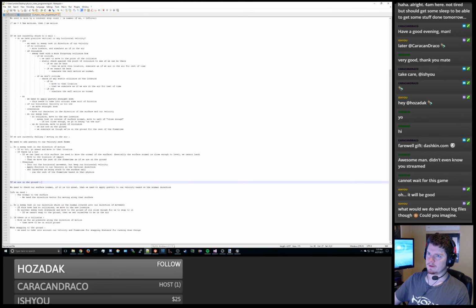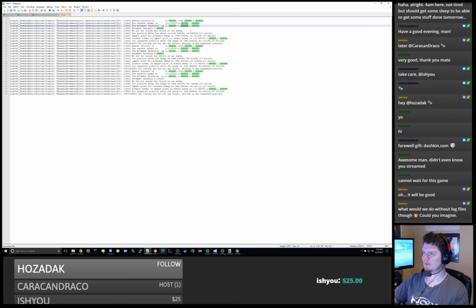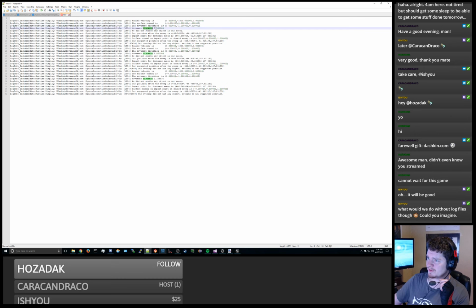So let's see exactly what this is saying to us. Our wanted velocity is -1000. Our surface normal still has this niggling bit of 0. Movement direction is -1 in the y, so that is left. Movement distance is 5. We did not strike an object with our sweep, so we should move to the left. Our position after the sweep. So we need to print out our position before the sweep.